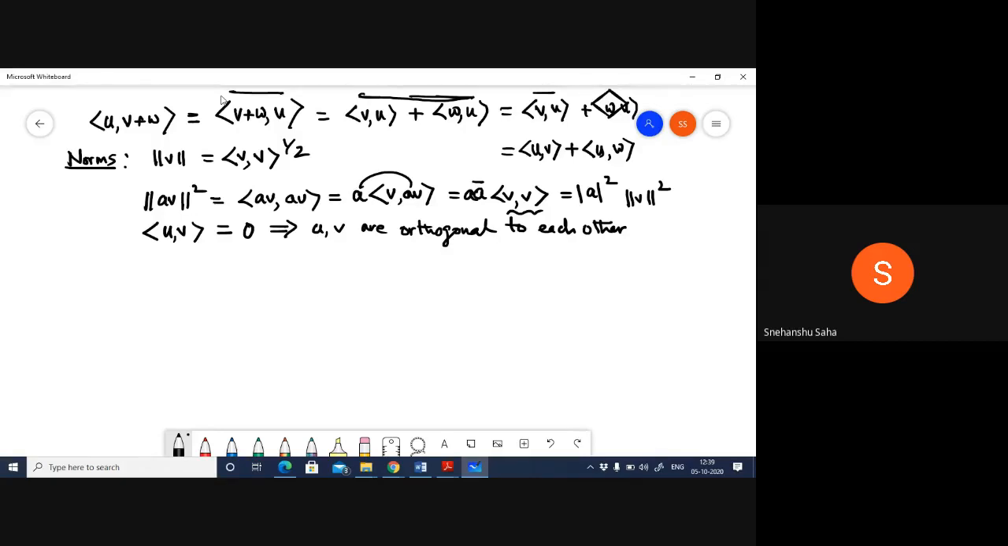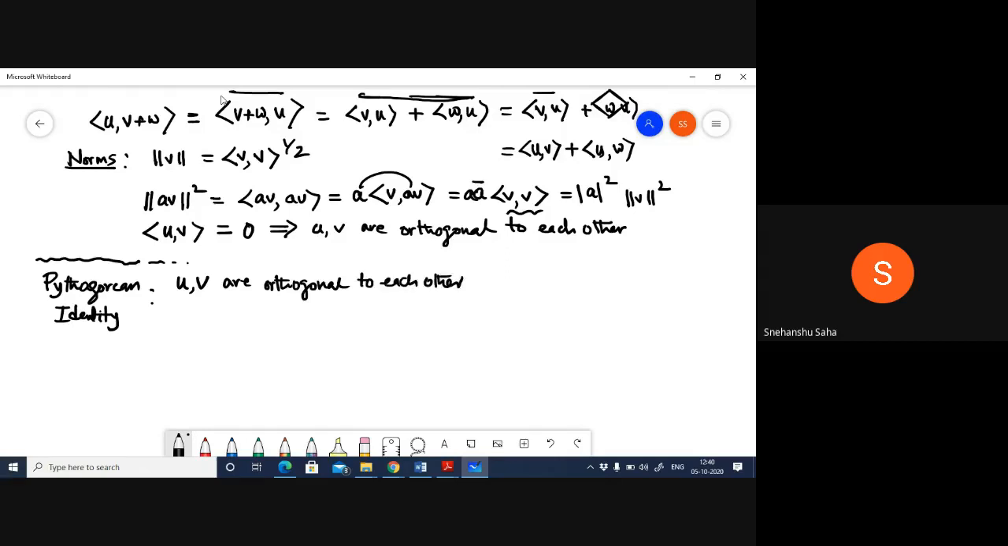There are some interesting properties that are satisfied as far as norms of inner products are concerned, and the first of these properties is the Pythagorean identity, which is: if u and v are orthogonal to each other in the vector space V, then this has to be true.